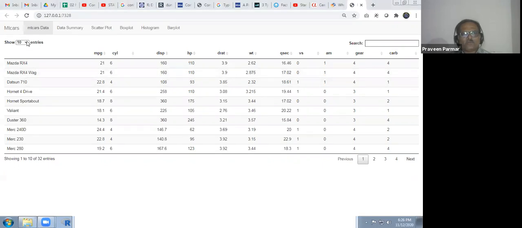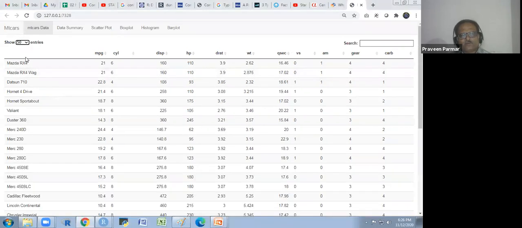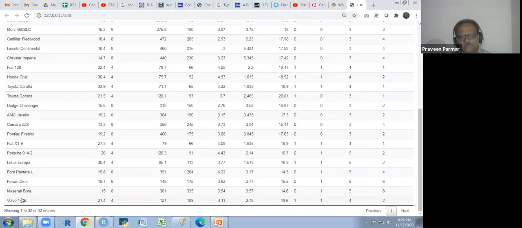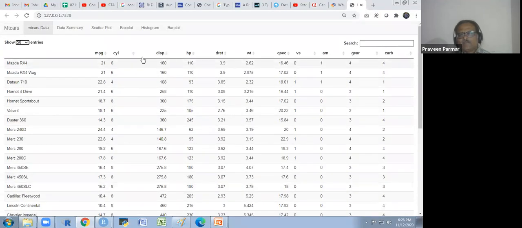So you see here, I am showing the data up to 50 rows also, so you will get all 32 observations here. And all the variables you are getting here. This is the data I have explained. I could use different colors on the header and everything, but I have not used them here.